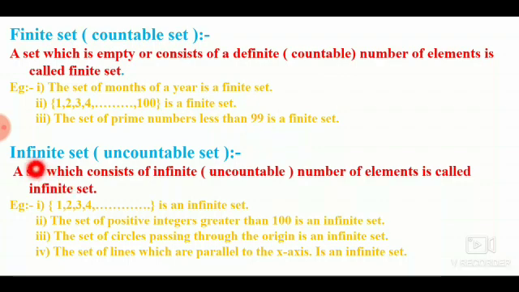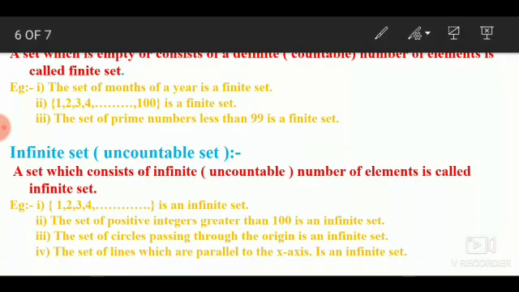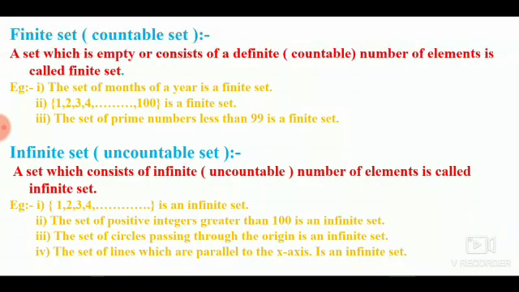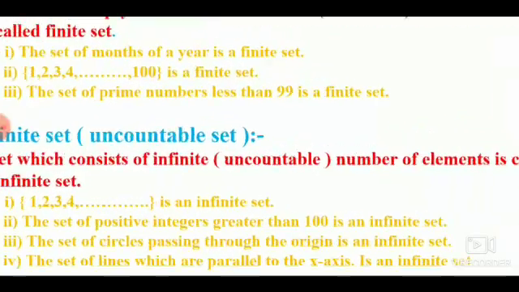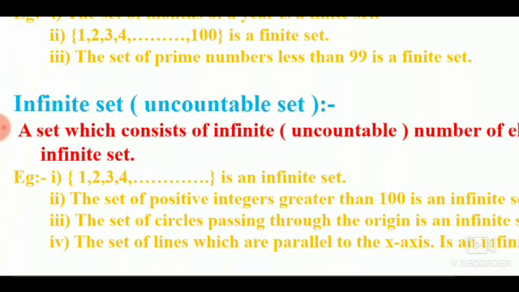Moving to the next type, called an infinite set or uncountable set. A set which consists of an infinite number of elements or uncountable number of elements is called an infinite set. A set which is not finite is called an infinite set. For example, a set containing the elements 1, 2, 3, 4, and so on. We do not have a last element of this set. Therefore, such a set is called an infinite set.